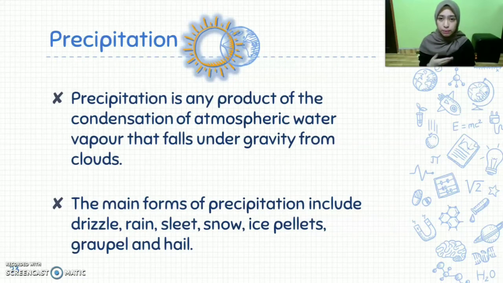For the first one of my part is precipitation. Precipitation is any product of the condensation of atmospheric water vapor that falls under gravity from clouds. The main forms of precipitation include drizzle, rain, sleet, snow, ice pellets, graupel, and hail.